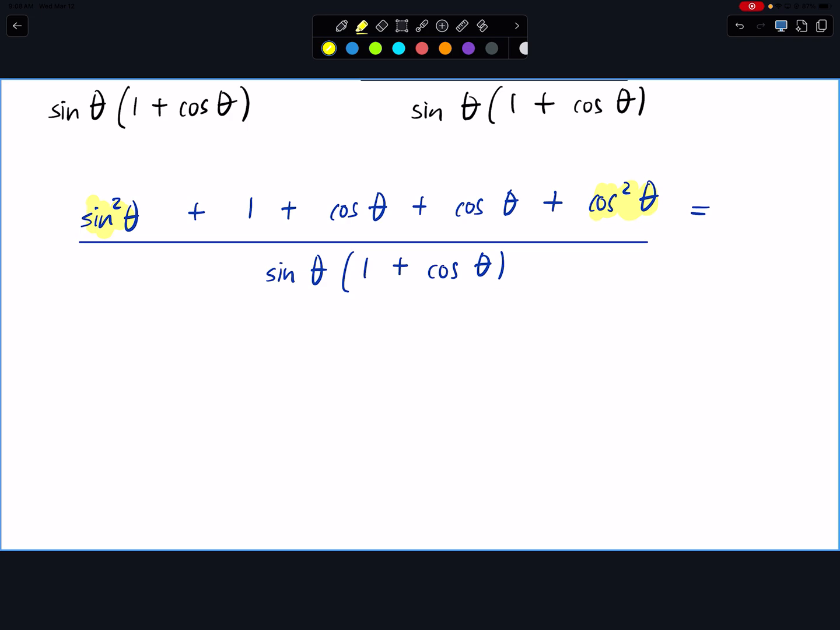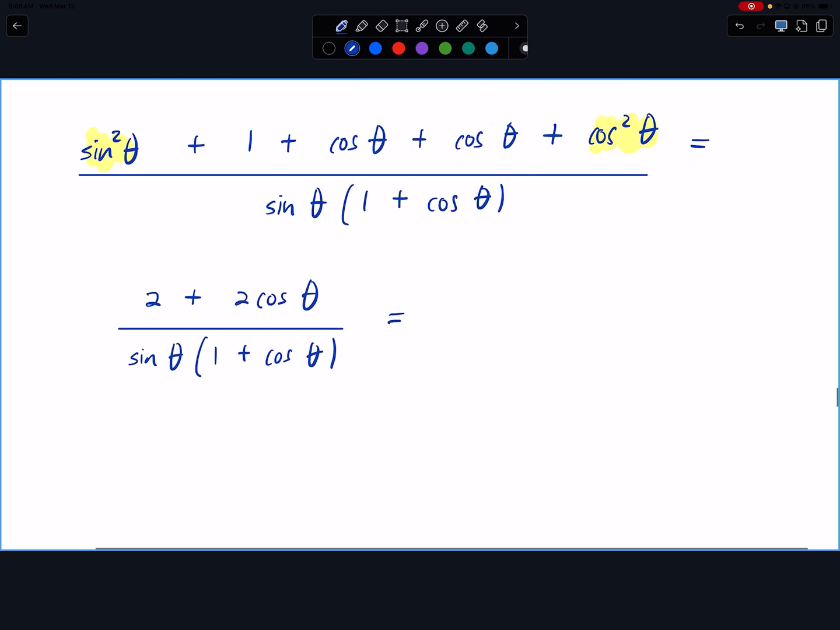So I have 1 in the yellow plus 1. What's 1 plus 1? 2. So this becomes 2 plus, if I add the cosines together, careful, because a lot of students will say cosine squared. If this was x plus x, would that be x squared? No. X plus x is 2x, so cosine plus cosine is 2 cosine theta all over sine theta times 1 plus cosine theta equals.